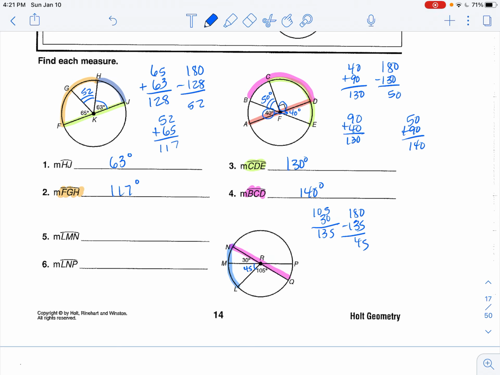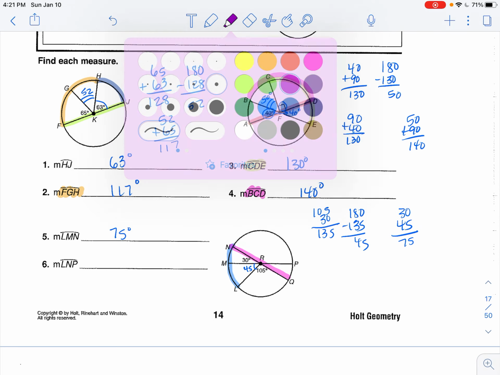That means this angle here, MRL, is 45 degrees. Now if I want to find the measure of arc LMN, I just need to add 30 and 45. That's going to give me 75 degrees.